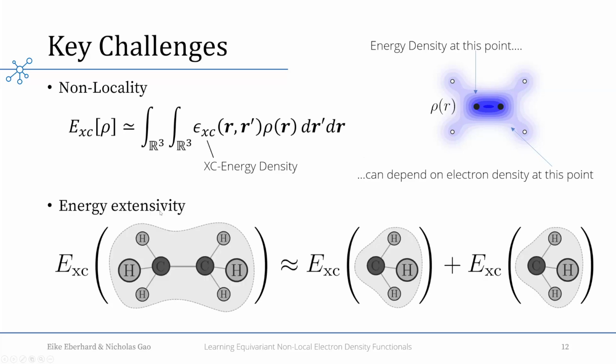Another problem is energy extensivity, which is basically that your exchange correlation energy grows with the system size, with the number of molecules. So as you can see here, approximately the energy of the compound object is almost the same as 2 times the submodules that make it up.